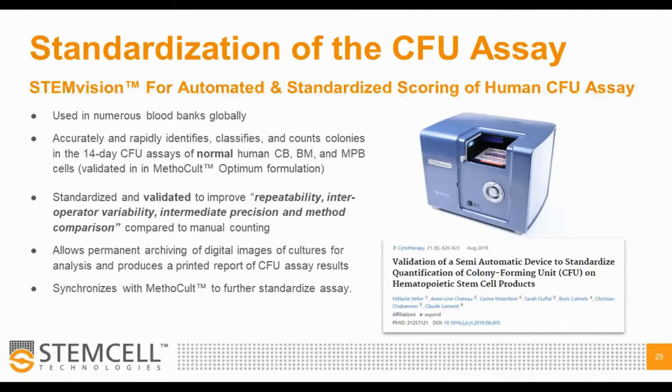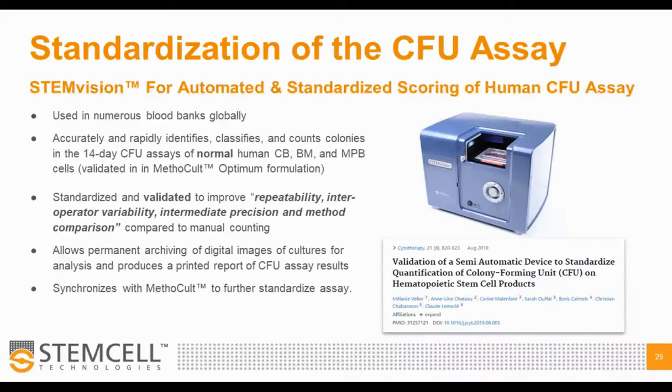So just to give you a little bit more background information, the STEMVision machine was developed really in 2011 and has now been used by numerous cord blood banks globally. It accurately identifies, classifies, and counts colonies from the CFU assay, from normal bone marrow, cord blood, and mobilized peripheral blood. And these cell sources have been validated for cell growth in MethoCult media, more specifically the Optimum formulation. More recently, in 2009, there was a Cytotherapy paper that standardized, independently evaluated, and published.